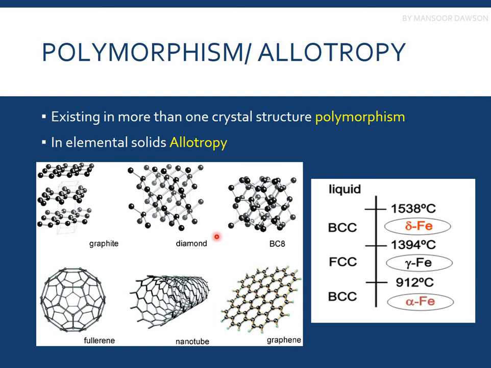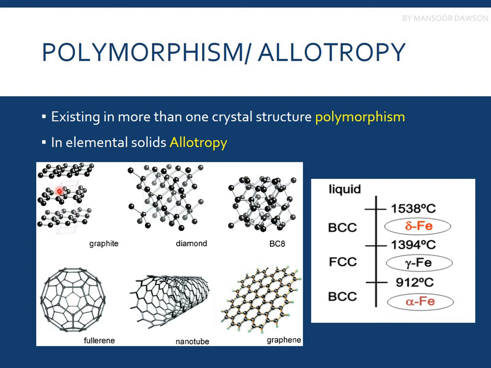polymorphs of carbon. You can say that the chemistry of all these is basically carbon, and the structures of each graphite, diamond, BC8, graphene, carbon nanotube, and fullerene, they all are made from carbon, but they all have different structures.